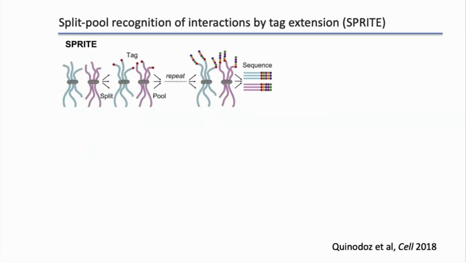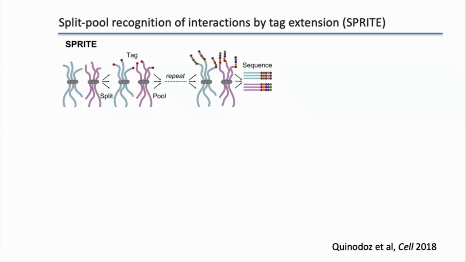Professor Mitch Guttman and his team developed SPRITE, or split pool recognition of interactions by tag extension. And in this technique, the pieces of DNA that are held together by the same protein complex no longer need to be ligated together. Instead, through a series of split pool tagging reactions, the pieces of DNA that are interacting with the same protein complex are tagged with the same DNA sequence. And then the DNA pieces interacting through another complex would be tagged with a different tagging sequence.